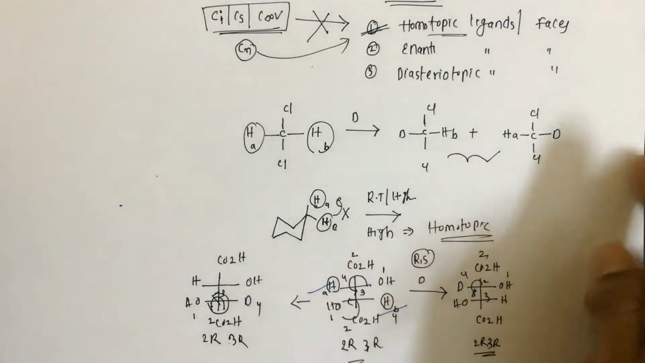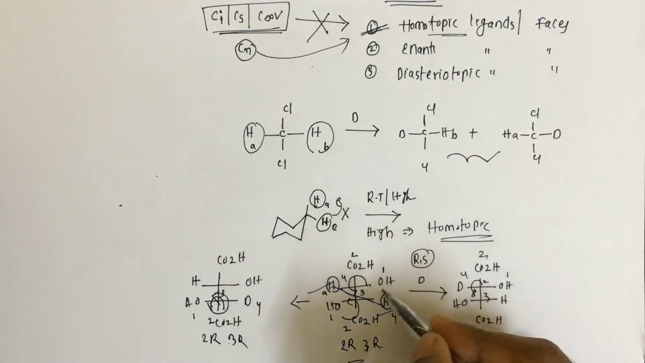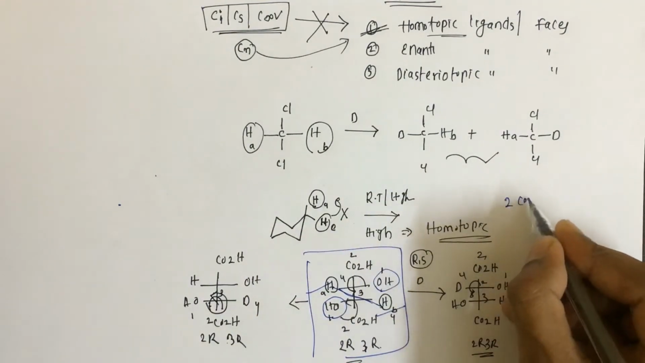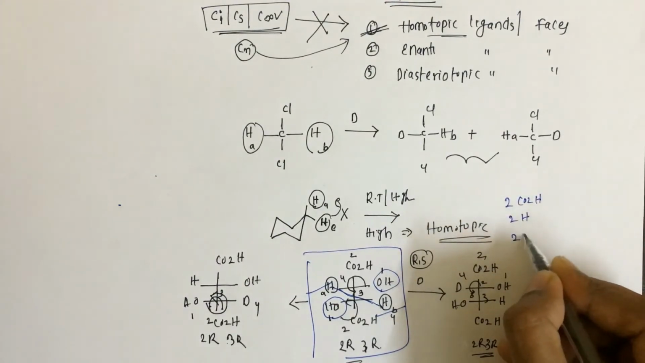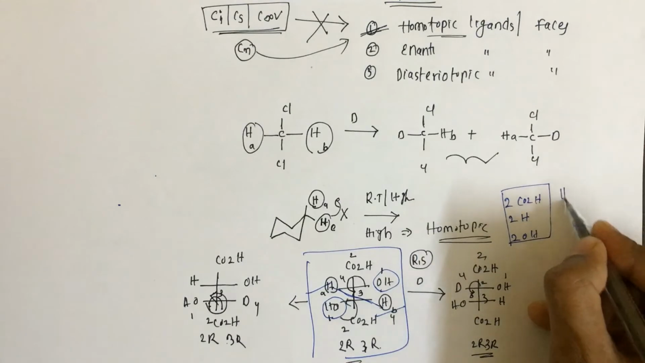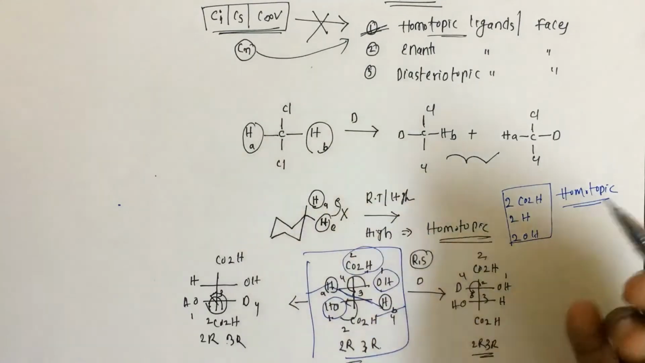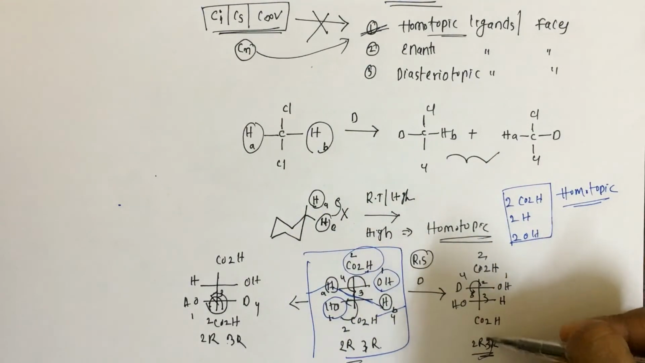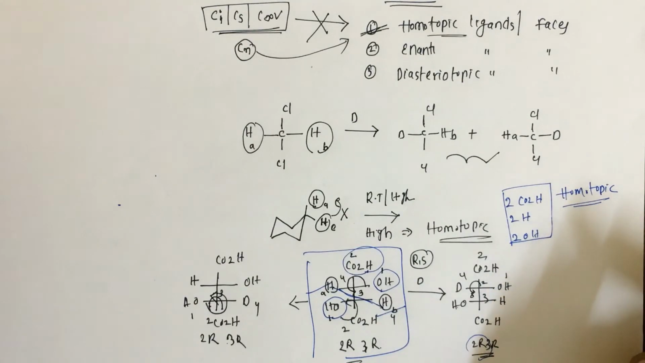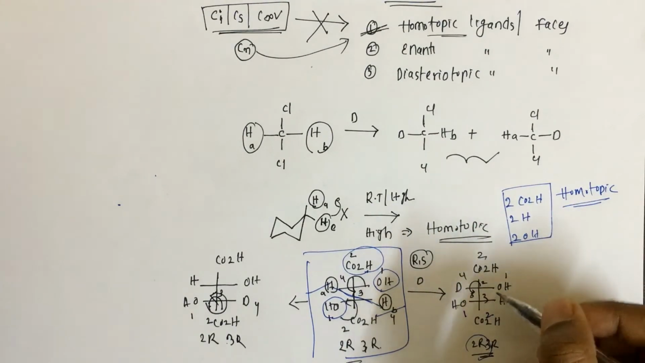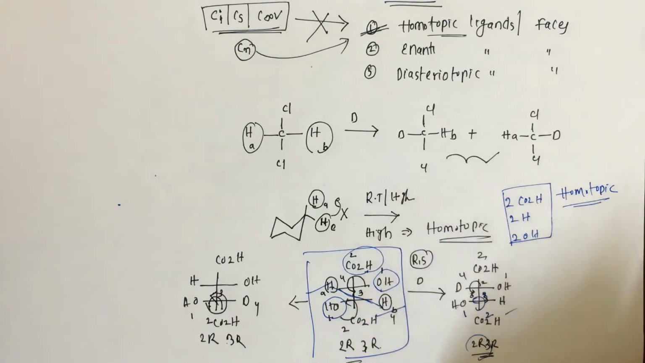One thing we need to remember here: if these two hydrogens are homotopic, then these two hydroxyl groups are also homotopic. So in this compound, the two carboxylic acids, two hydrogens, two OH, all are homotopic in nature. Even if you replace this carboxylic acid with some other group, you will get the same RS nomenclature. So this we have to remember. Now this is about the homotopic compound.